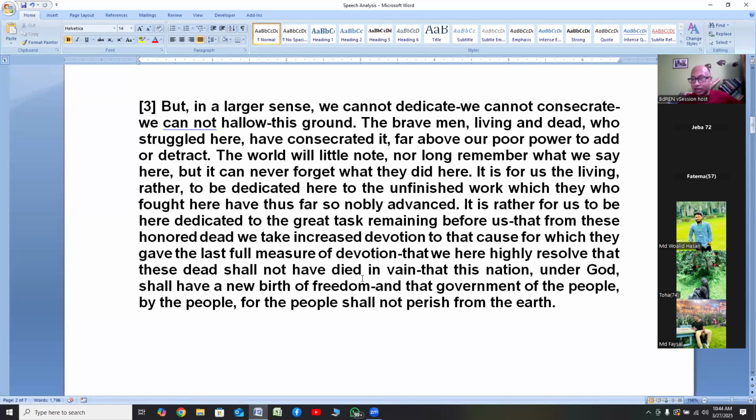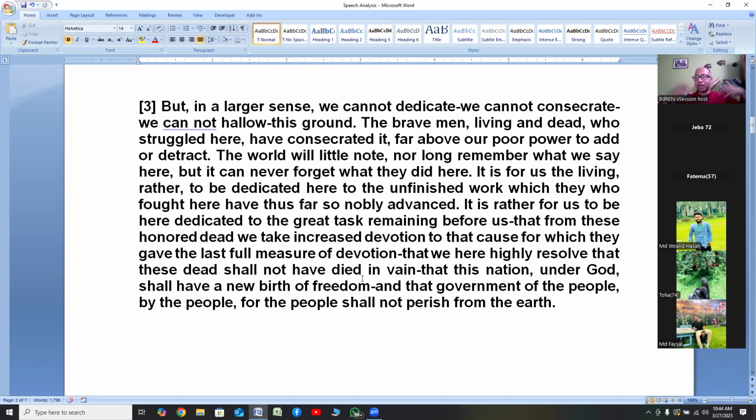So just think how generously he glorifies the great martyrs of America. Those who struggled, sacrificed their lives for the freedom of the country. They were brave people.